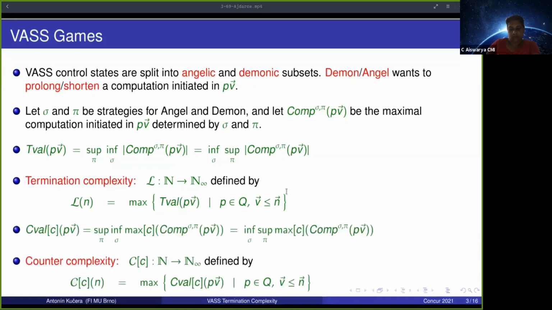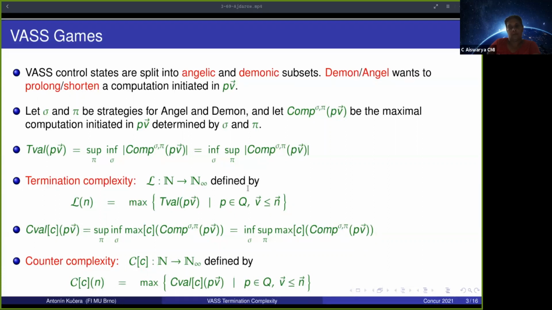We also have an analog of space complexity, which is called counter complexity. It is defined in pretty much the same way as termination complexity. The only difference is that instead of measuring the length of the computation, we look at the maximal value of a given counter, small c, along a computation. So formally, a counter complexity is a function which to every n assigns the maximal c-val of a configuration where all counters are initially bounded by n.